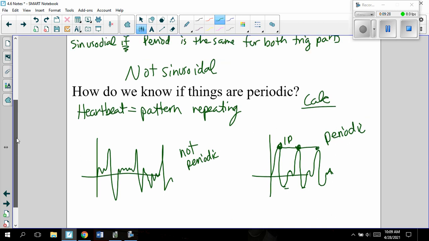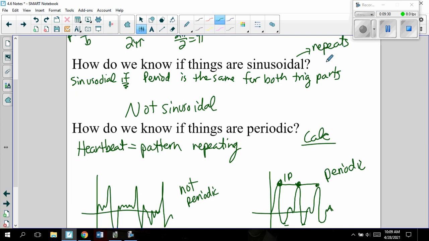I do just want to clarify, with your sinusoidal, you need to have that symmetry of a sine or a cosine, where your hills and valleys all have the same amplitude. So periodic is just the repeating aspect. The sinusoidal part is that it repeats with that same amplitude, so it looks like a sine or a cosine. Okay.